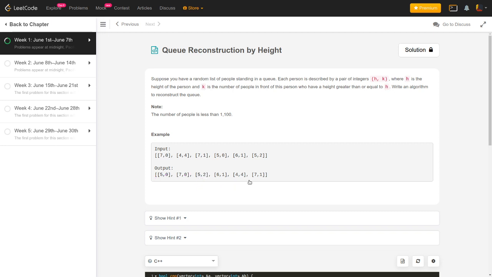Let's consider another example, say 7 comma 1. How many people in front of this 7 have a height greater than or equal to 7? If you consider this whole part, only this 7 comma 0 is there, which is the person having a height greater than or equal to 7, which is 7 in fact. So that is why we have this pair 7 comma 1 at this particular position. Okay, so a naive algorithm would be something like this.